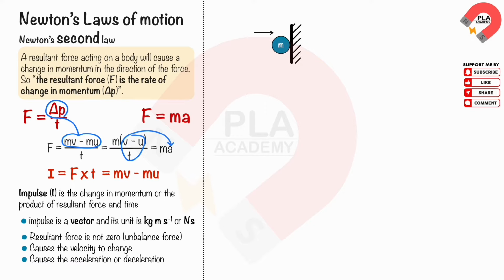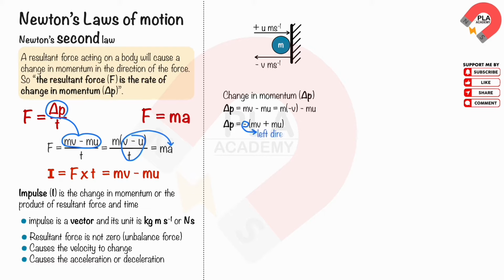If a ball of mass m kilograms hits a wall at a speed u, it bounces back with a speed v. The collision time, t, is as shown. We use a negative sign to represent the left direction. The change in momentum is mv minus mu, substituting the negative v to indicate the left direction, like this. So, the change in momentum is negative mv minus mu. The negative sign indicates that the change in momentum of the mass is in the left direction.